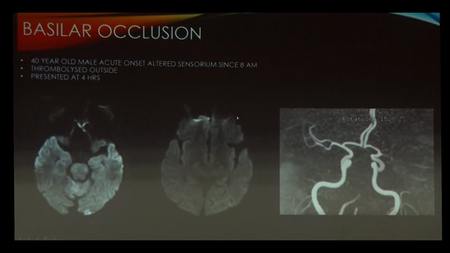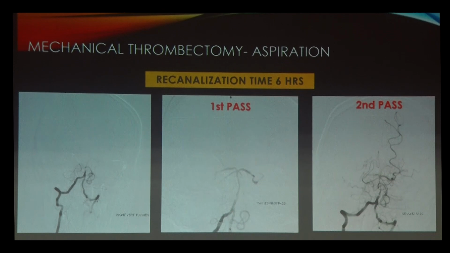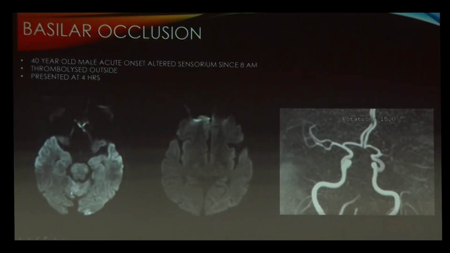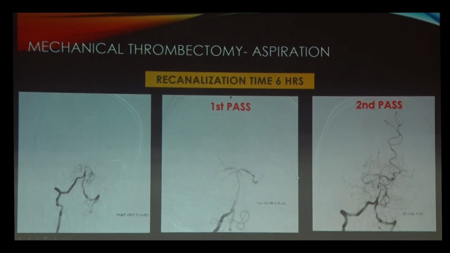But not always do we have rainbows and sunshine. We have to see certain challenging cases where there will be futile recanalizations and difficult, complicated cases. For example, this is a 40-year-old male with acute onset altered sensorium, thrombolized outside. He presented at 4 hours. MRI is showing a very small hyperacute infarct, and there is no flow in the basilar. We cannot see the basilar artery at all here. In this patient, recanalization was done within 6 hours, and there was a TICI 2C recanalization, but there are ICAD changes, that is, atherosclerotic stenotic changes in the basilar.